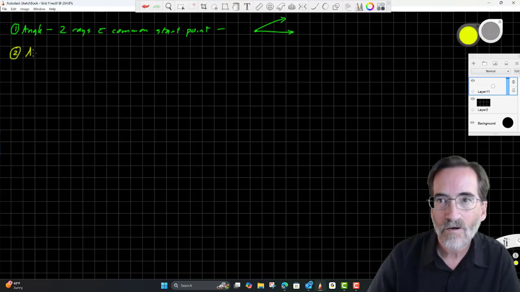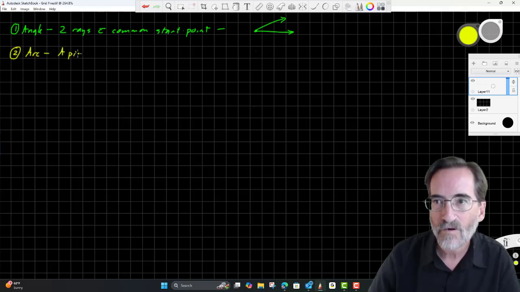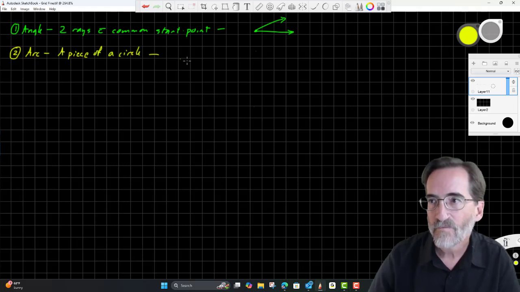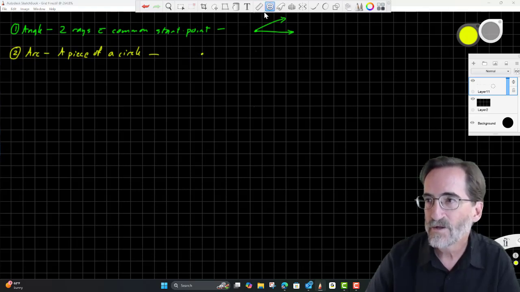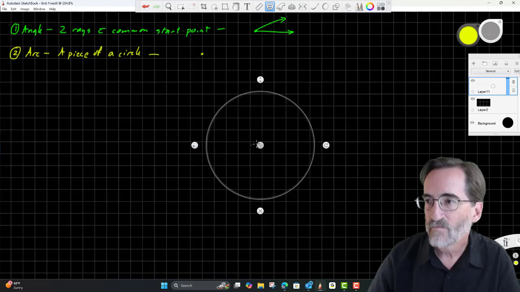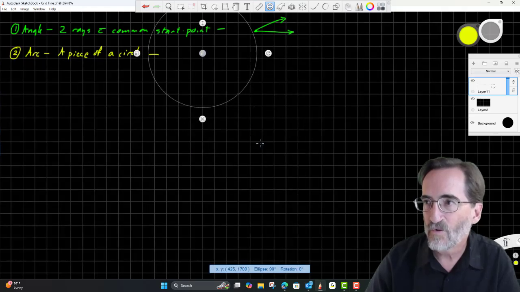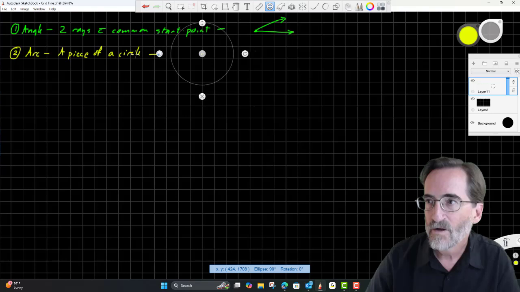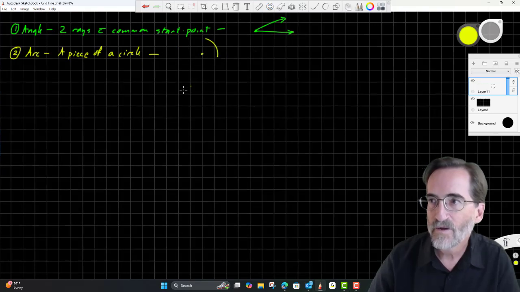Number 2, arc. A piece of a circle. Okay, example: I grab my compass, put my compass point on a point, and draw a piece of a circle. Arc.